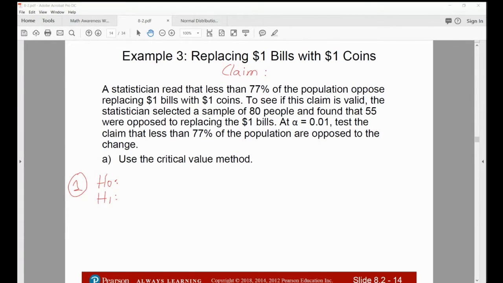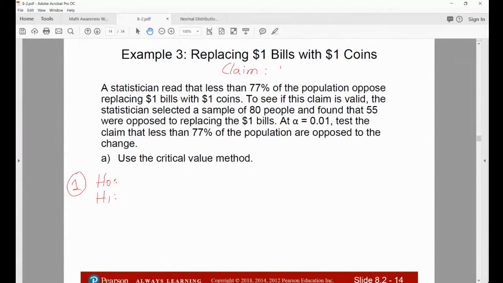So the claim is that the proportion of people that oppose replacing $1 bills with $1 coins is less than 0.77. So we need to write it in the alternative. So the null hypothesis will be equal to 0.77.